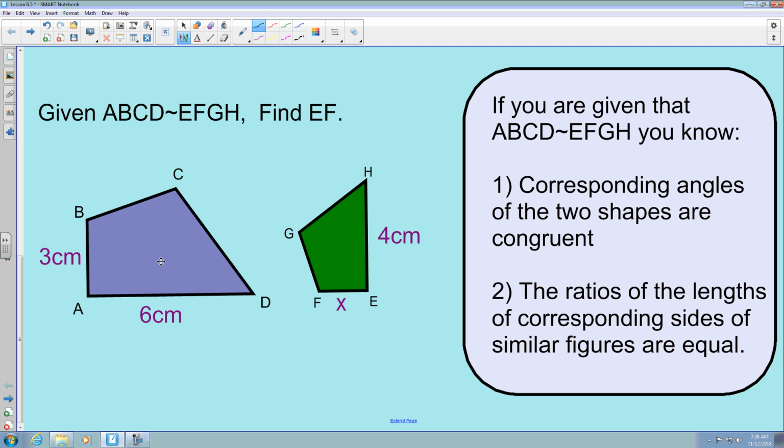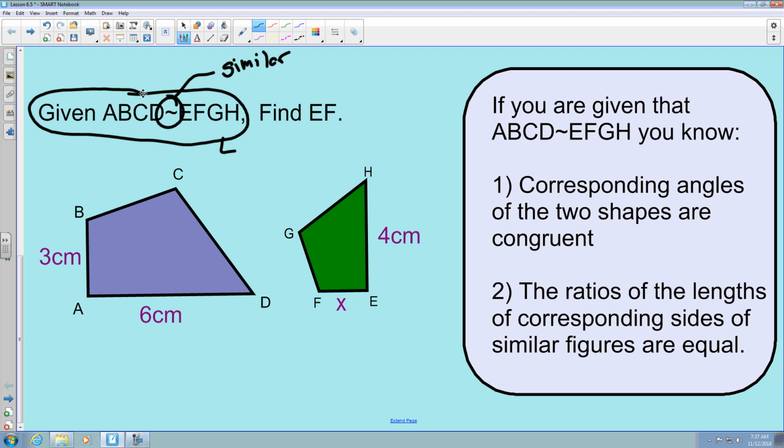Okay, so right here, what I really want you to do is pay attention to this passage here. It says, given that ABCD, and then this little symbol here means similar. So anytime you see a wavy line like that, it means similar to EFGH. So this right here is called a similarity statement. If you have a similarity statement like we have here, we can now make those assumptions. We can now say, oh, the corresponding angles are congruent and the corresponding sides are in fact proportional.